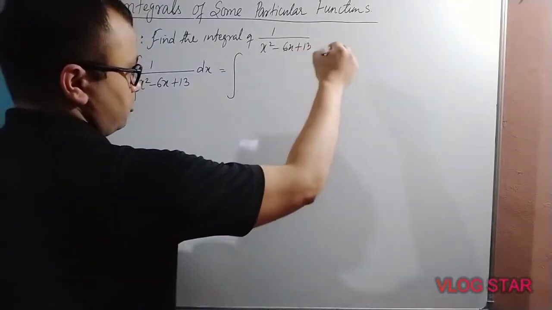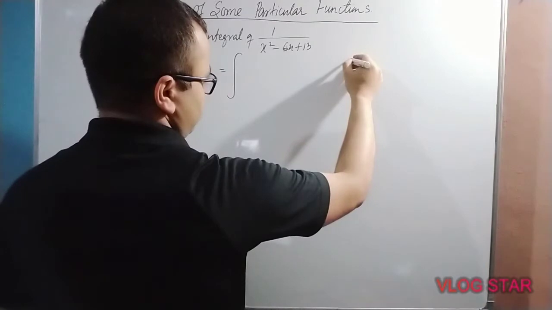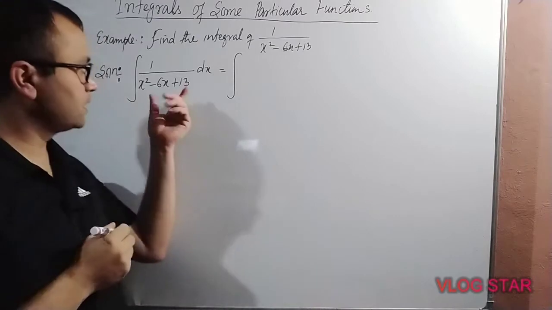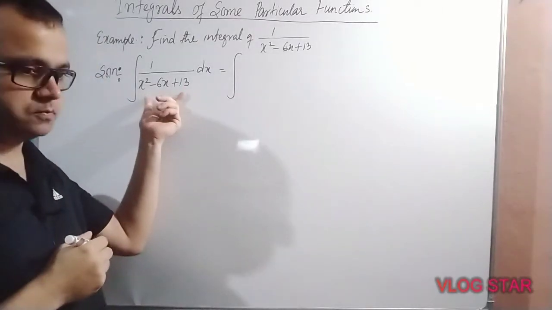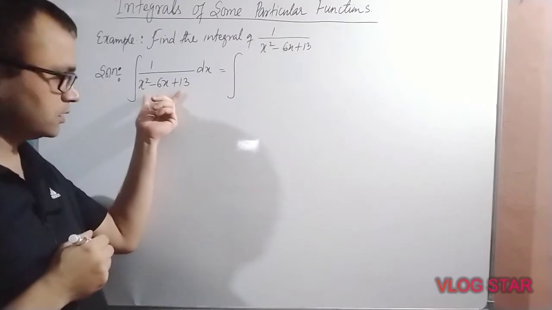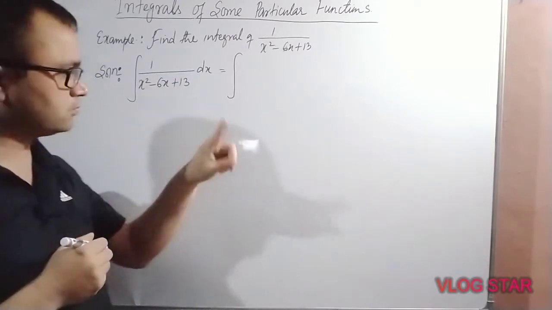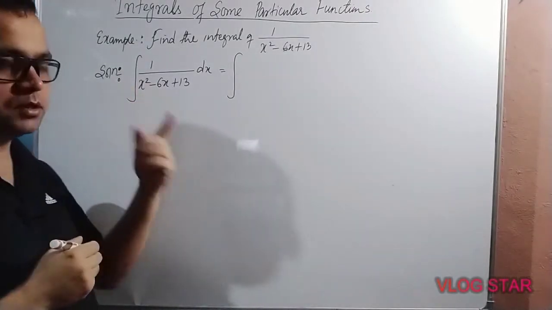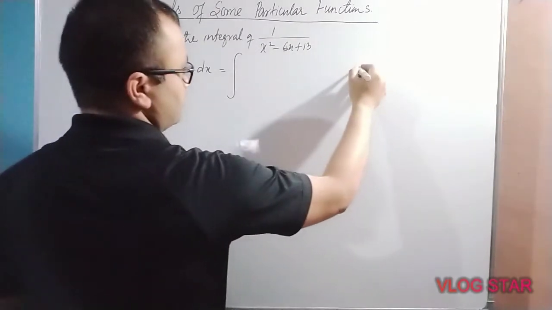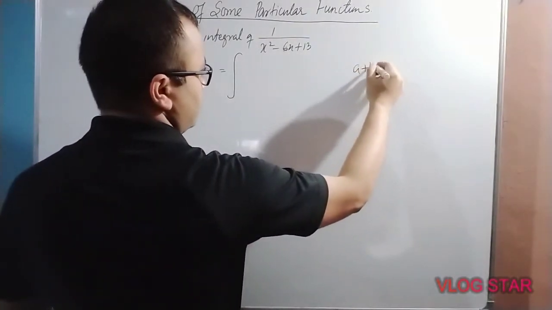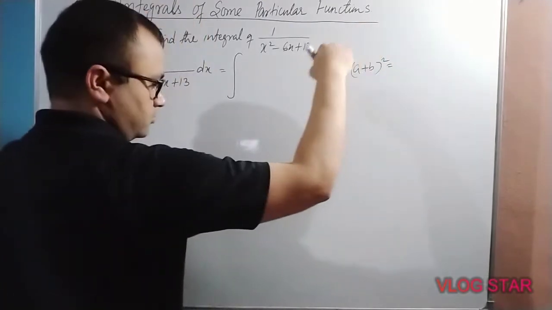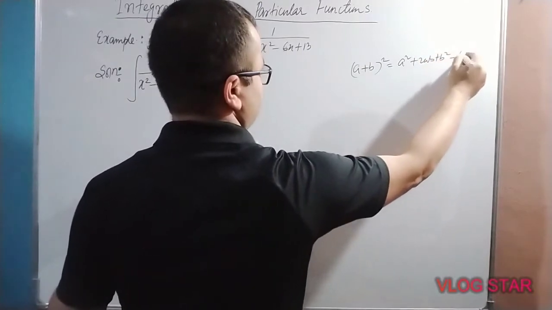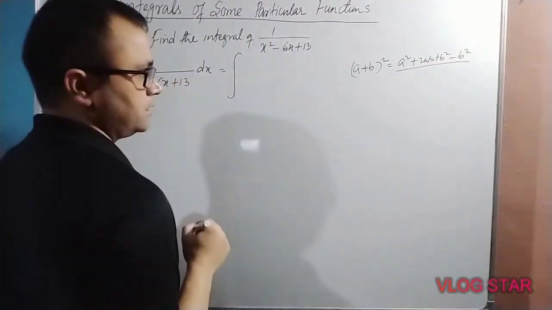So, completing the square. This is a quadratic equation. First we will make this into a square plus 2ab plus b square, or a square minus 2ab plus b square. So for a plus b whole square, we have to make first a square plus 2ab plus b square minus b square. Now this is the case of completing the square.